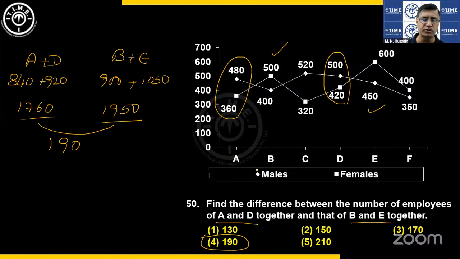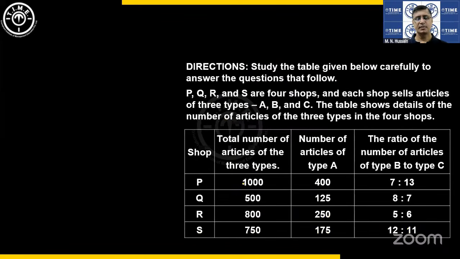Okay, the total number of employees of A and D together, and the total number of employees of B and E together. We just need to find out the difference. The right choice is option 4. The answer is 190, the difference. Now look at the next set of questions on your screen.